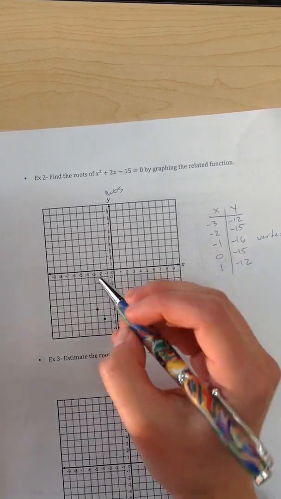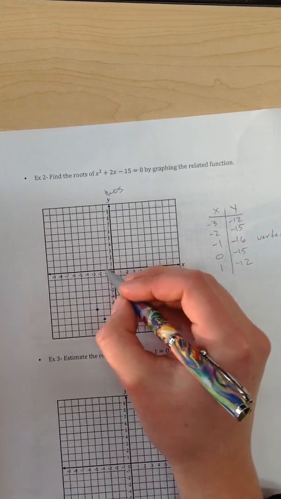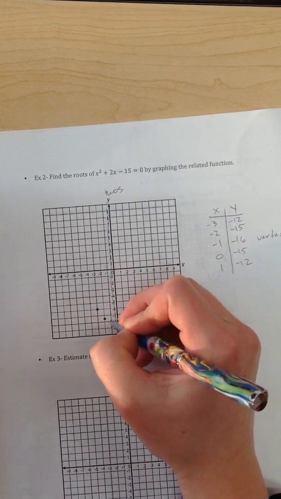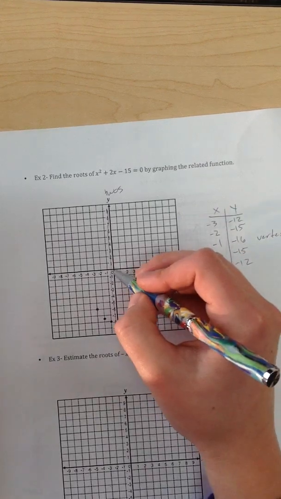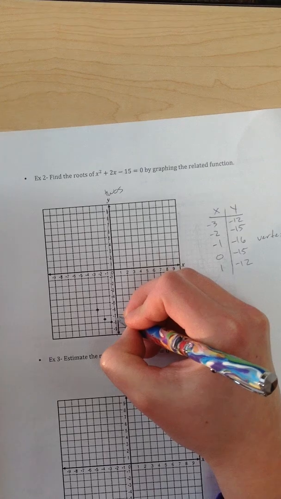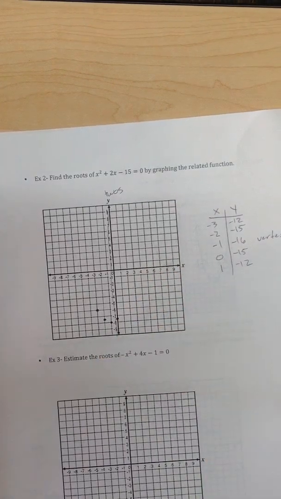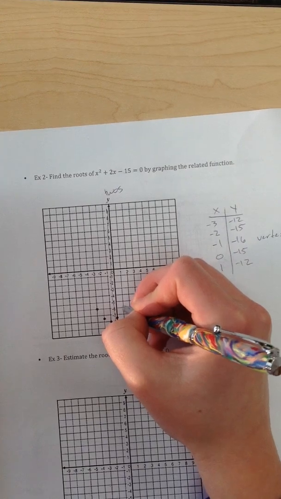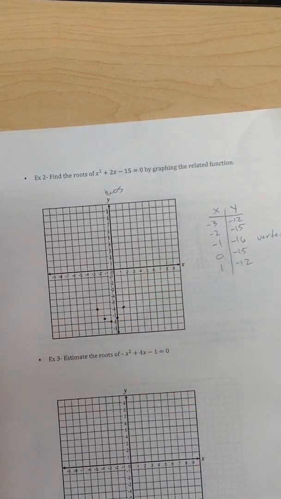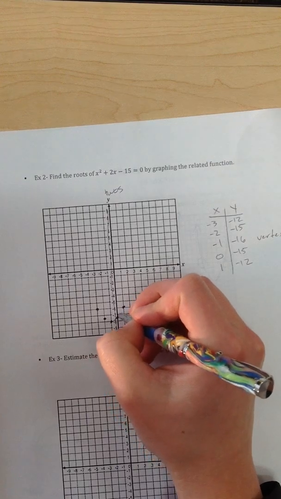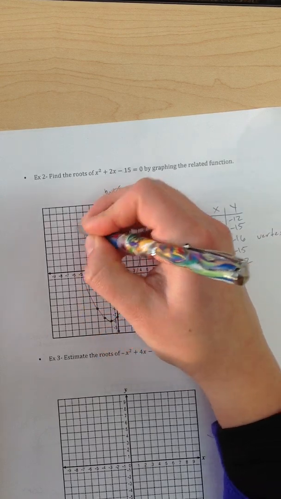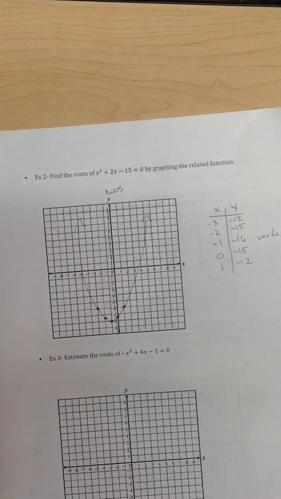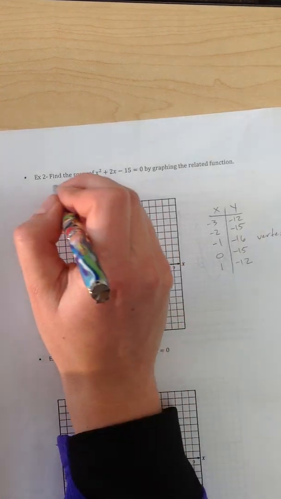And then -1, -16. So down like that. And then the next one, 0, -15, so over 0, so right on that line, and then down to 15, which would be at the 7.5. And then 1, -12, so we'd go right 1, down 12, which would be down to the negative 6. And then I would draw my curve in here. Oops, that's not great. Something like that.